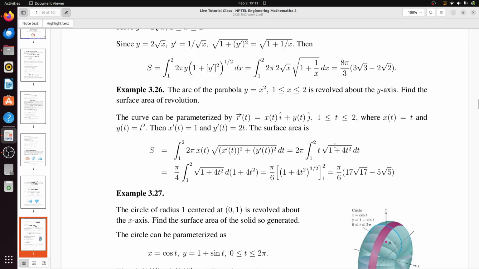I have just adjusted it. I hope that you get it right. The derivative of 1 plus 4t square is 8t, so you have t, you just need to divide it by 8, and that is how you can do it.